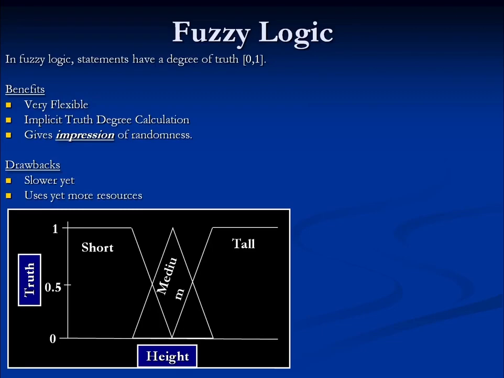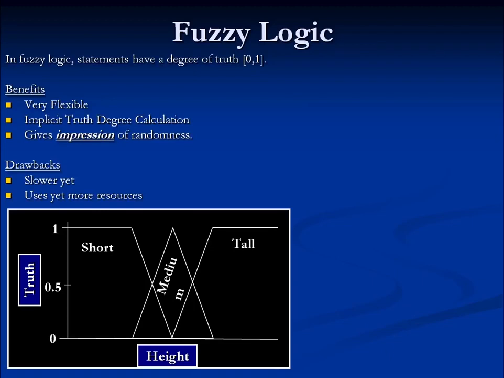Let's say we were trying to determine the truth of whether or not someone is short, medium, or tall. If someone is above 6'6", we might say it is 100% true that they are tall, it's 0% true that they're medium, and it's 0% true that they're short. However, as we slide down in height, the truth value of tall begins to go down while the truth value of medium begins to go up. Perhaps at 6'3", it might be 50% true that that person is tall and 50% true that that person is medium, but still 0% true that that person is short.